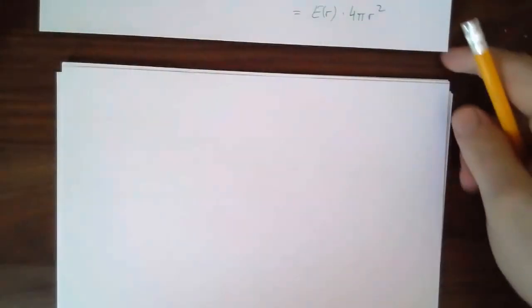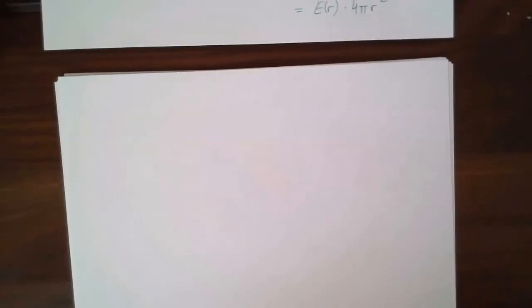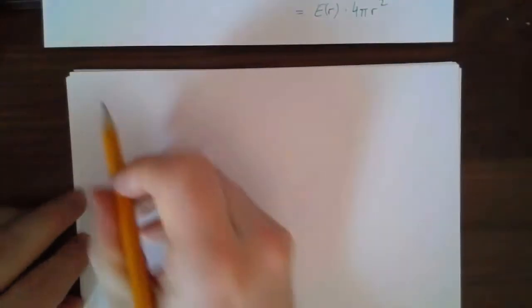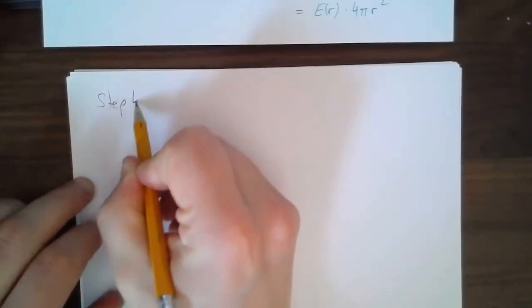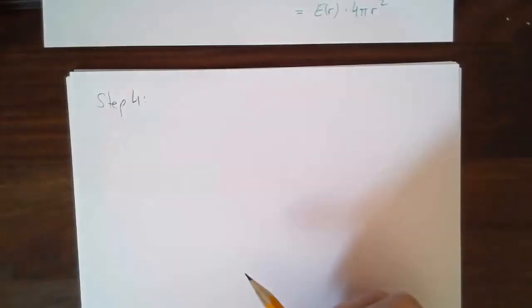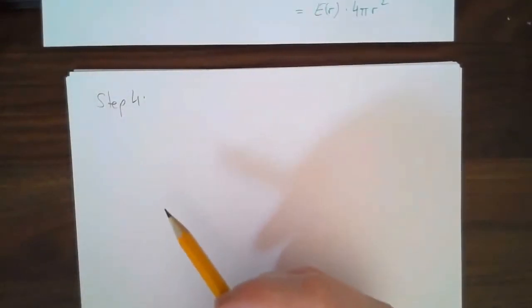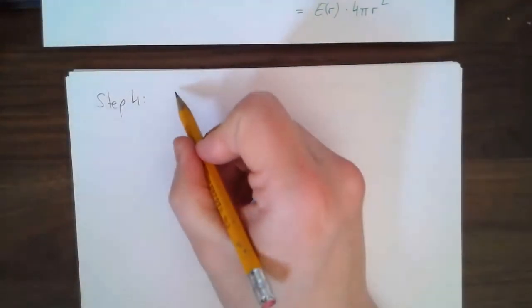So now we come to step 4, which is the right-hand side of Gauss's law. So let me continue here. Adjust the camera a little bit. So step 4. That is finding the charge inside our surface. So what is the total charge inside?